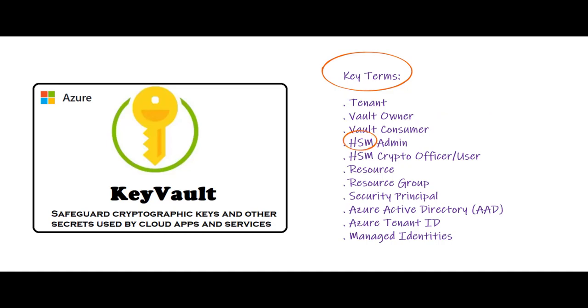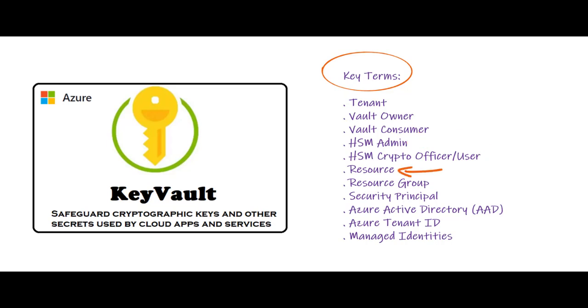HSM is the hardware security module. And a hardware security module is one of the methods of providing vault keys. Very secure method. So there is an HSM admin and an HSM officer or user. In addition, there is an HSM crypto service encryption user, which is a built-in role usually assigned to service accounts.